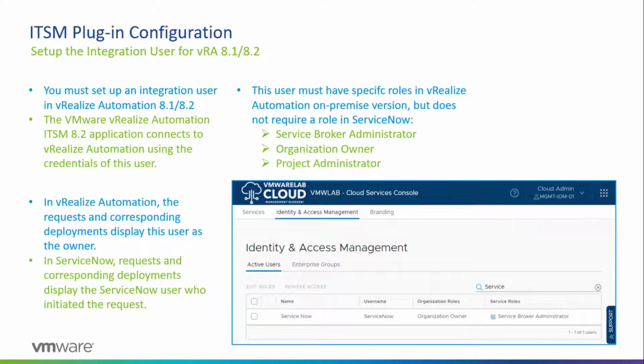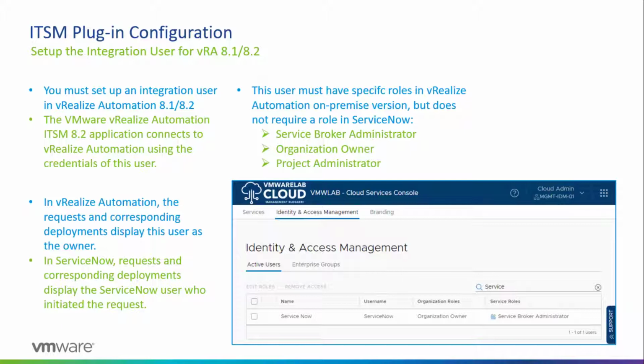Starting with setting up the integration user for vRealize 8.1 or 8.2. First, you must set up an integration user in vRealize Automation. This is the user that will actually connect the ITSM 8.2 application to the vRealize Automation instance using the credentials of this user. This user must have specific roles in vRealize Automation, and specifically on the on-prem version. We will see later what is the requirement for the vRealize Cloud integration.